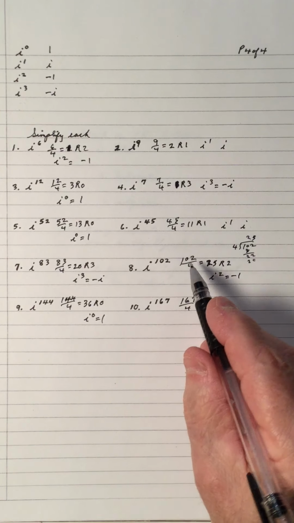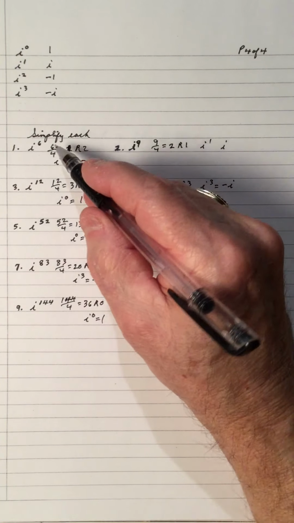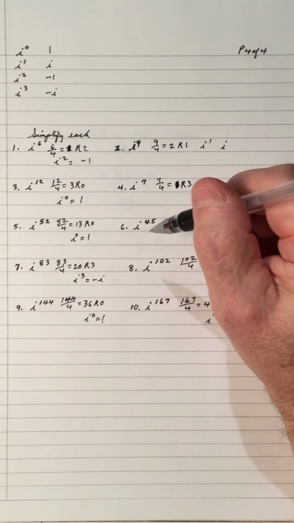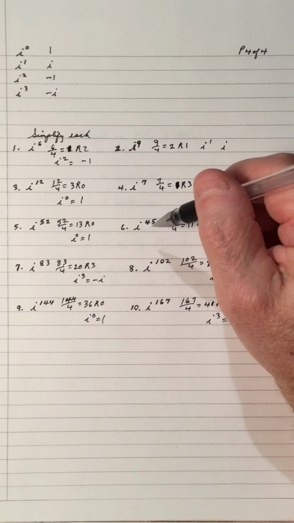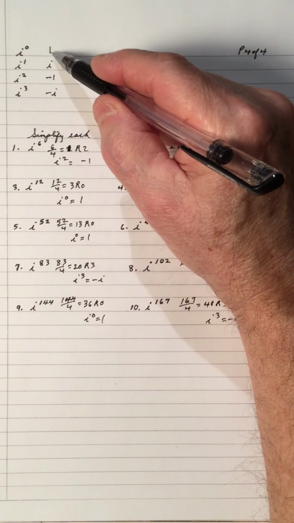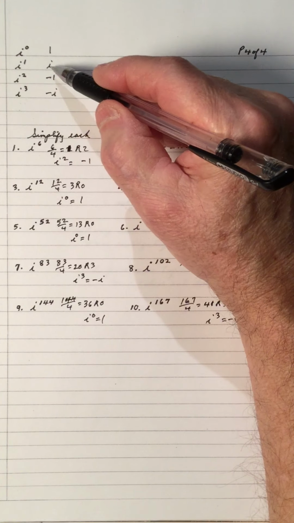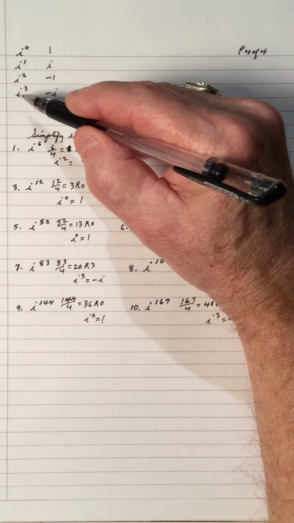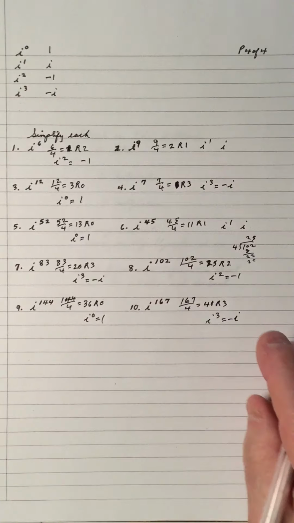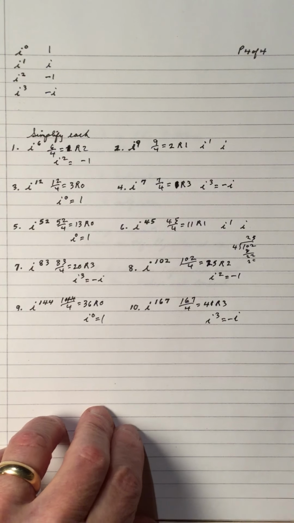So you divide your power. If it's larger than 4, you divide your power by 4 and pick up your remainder. Whatever the remainder is, you put i to that remainder power and convert. Again, i to the 0 is 1. i to the 1 is i. i squared is negative 1. i cubed is negative i. Follow the pattern and work out the powers of i by following the pattern.